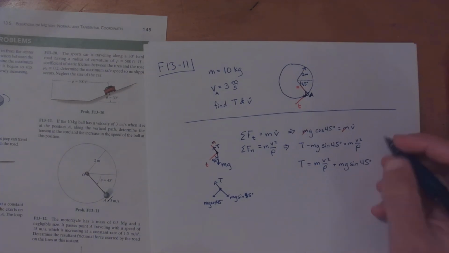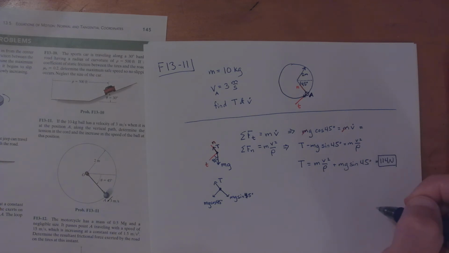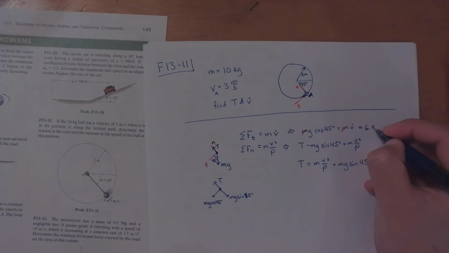You should find that T is equal to 114 newtons, and v dot is equal to 6.94 meters per second squared.